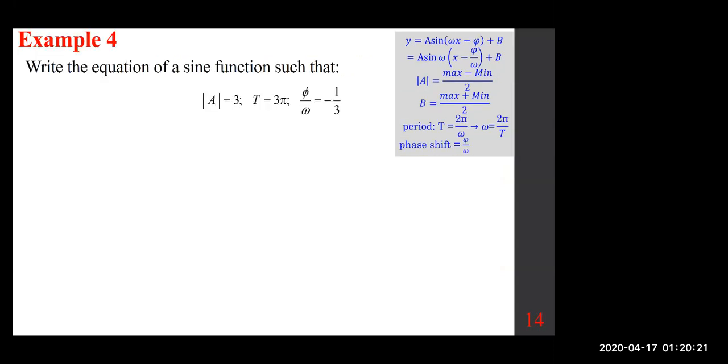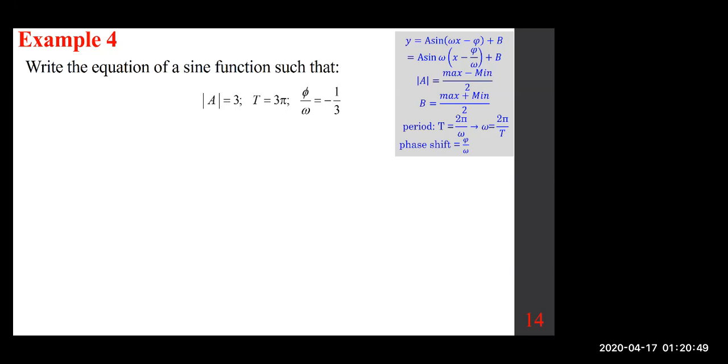So here's an example. It says, let's make up an equation for a sine function such that the absolute value of A, the amplitude, is 3, the period is 3 pi, and phi over omega equals negative 1/3. Okay.